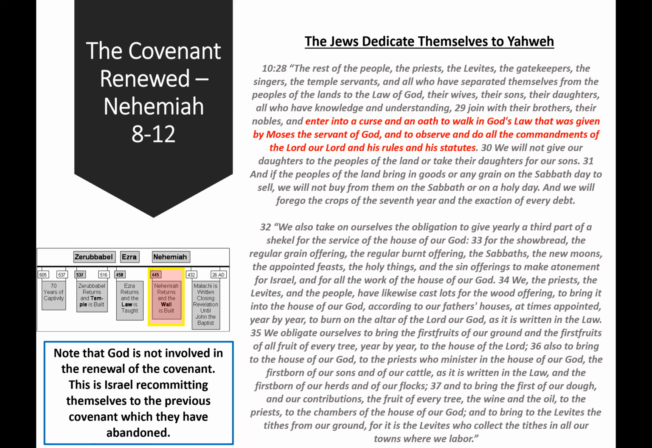So here again, the Jews are just reiterating themselves to the law. They're dedicating themselves to following the law that God had given them through Moses.